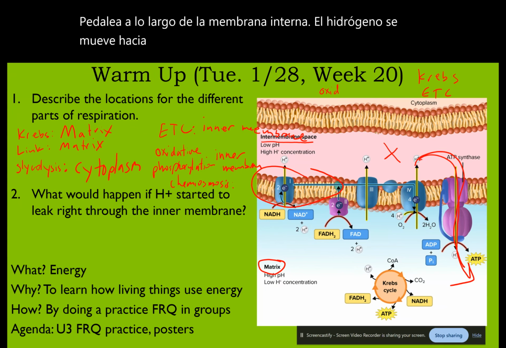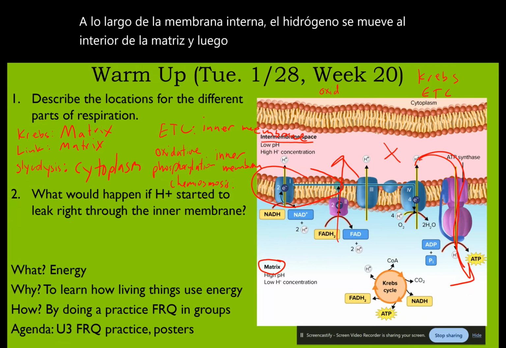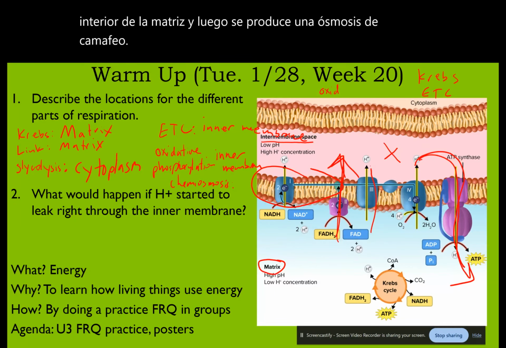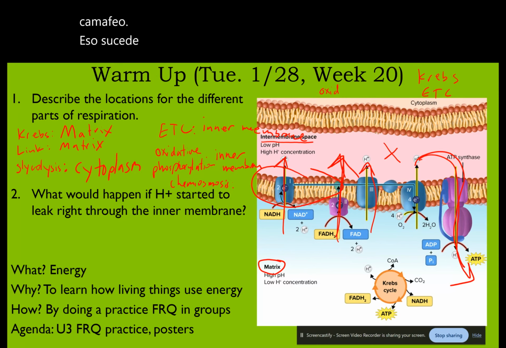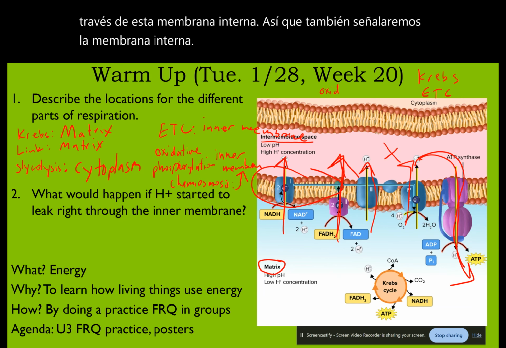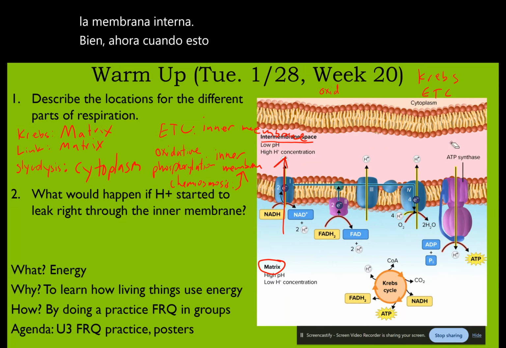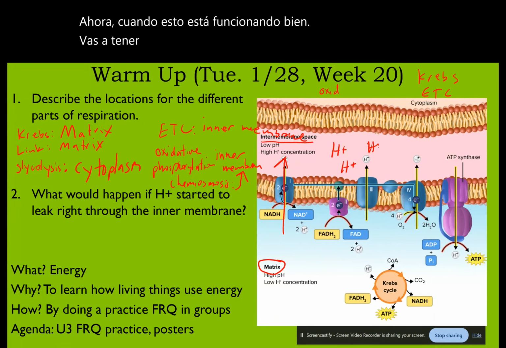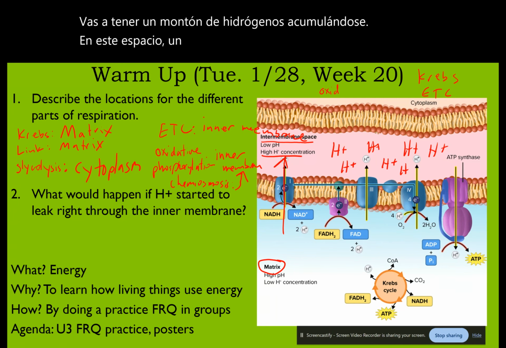And then chemiosmosis. That happens when our hydrogens are moving across this inner membrane as well. So we'll just point to inner membrane also. Okay. Now, when this is working right, you're going to have a whole bunch of hydrogens building up in this space, a whole bunch of them. Like it says here, you're going to get high hydrogen concentration.